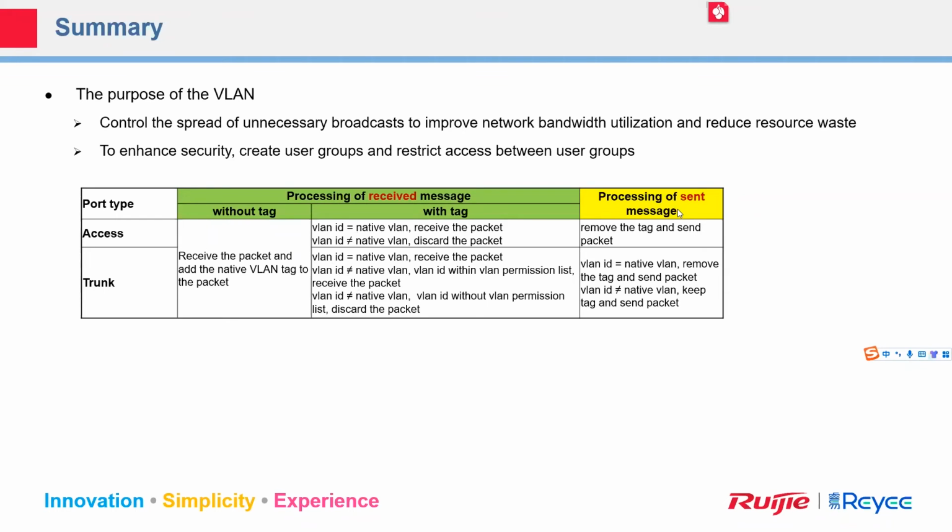If we send packets out of an access interface, we will directly remove the tag and send the packets. Of course, the VLAN tag and the interface native VLAN should be the same. For the trunk, we also compare the native VLAN with the packet VLAN. If the same, we will remove the tag and send out the packets. If not, I will keep the tag and send the packets out. So this is the process of the packets.